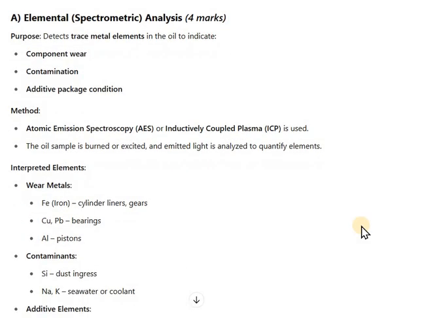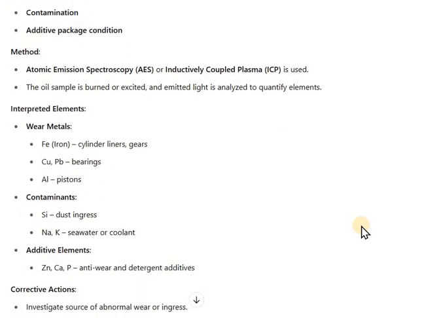The method being used is the atomic emission spectroscopy or sometimes inductively coupled plasma. The oil sample is burnt or excited and the emitted light is analyzed to quantify the elements. Interpreted metal elements basically are the wear metals, that is iron. In the sump oil or system oil, if it has iron, then it means cylinder liners and gears are worn out.